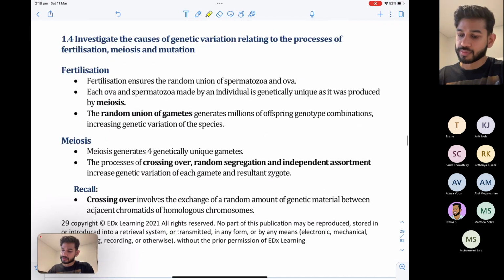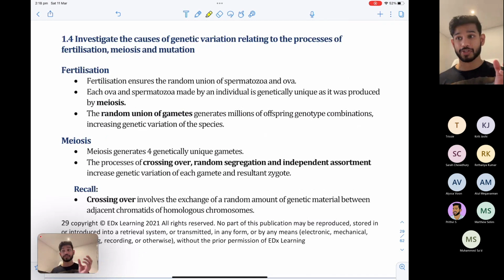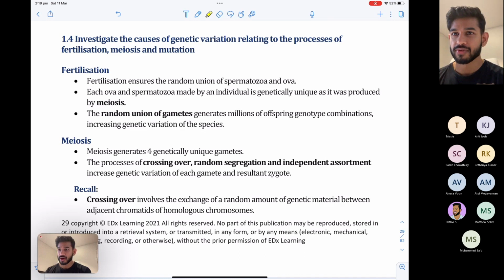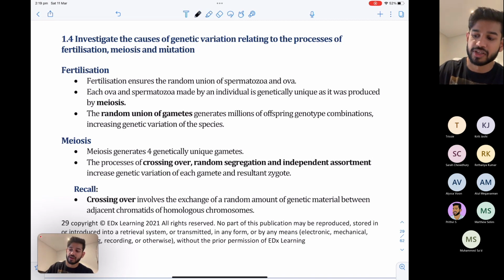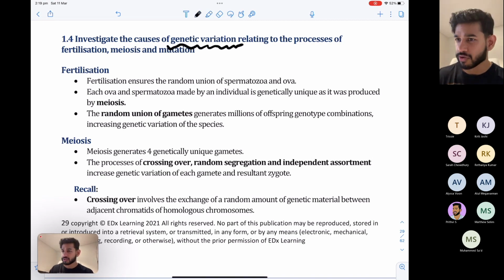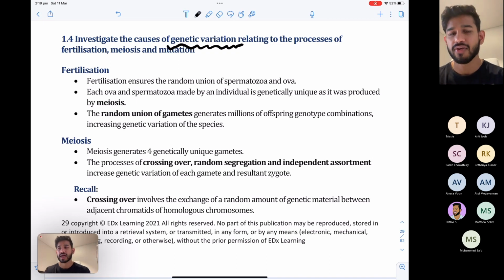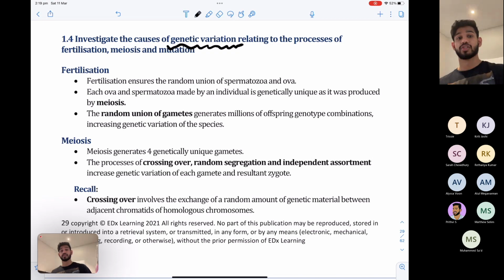All right. Now, this is actually a revision dot point. I think they're being nice to you guys in the sense that if you know Mod 5, this dot point's pretty easy. It's just asking you to revisit and explain how fertilization, how meiosis, and how mutation leads to genetic variation. And I'm sure most of you who've done Mod 5 already know this. So starting with Rithania. Rithania, tell us about meiosis. How does meiosis actually result in genetic variation?